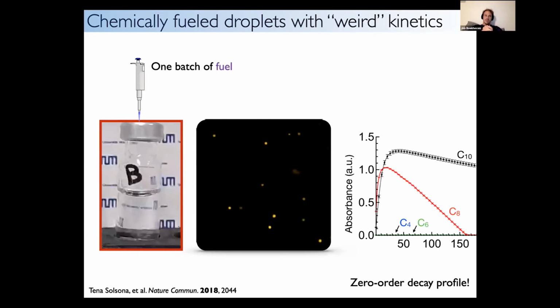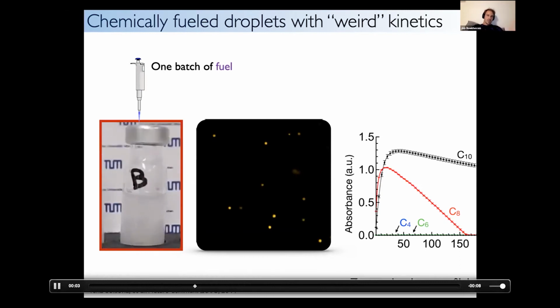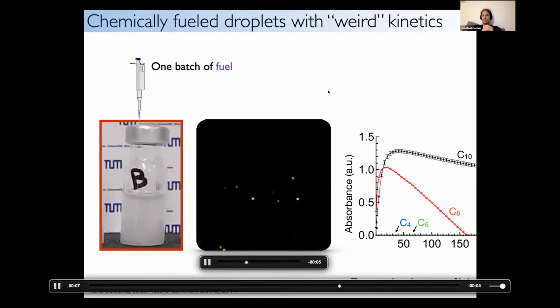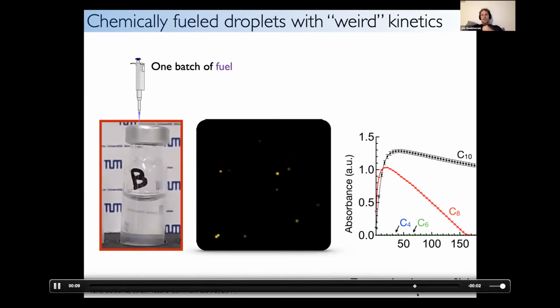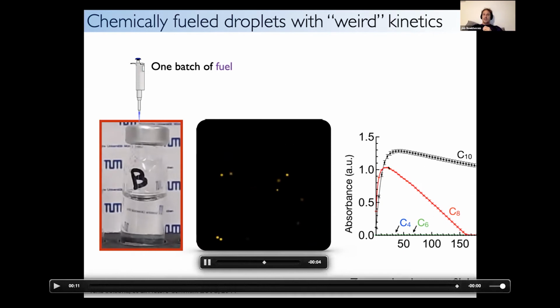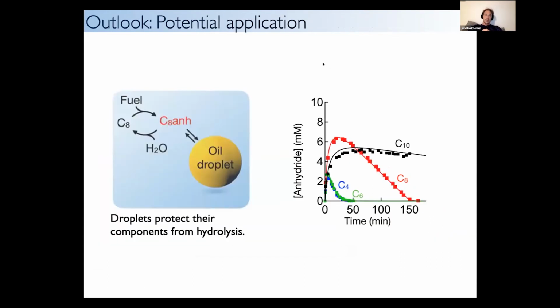So one weird function we found was the following: if we add a chemical fuel to the system, we get this emulsion, and these are oil droplets. The oil droplets are slightly different from the classic droplets. The surprise was in the absorption and the HPLC profiles of the activated state, the linear decay of these molecules. This molecule just decays for hours and hours with almost straight lines. And it's the same for the anhydride concentration. It just decays linearly, a zero order decay profile.